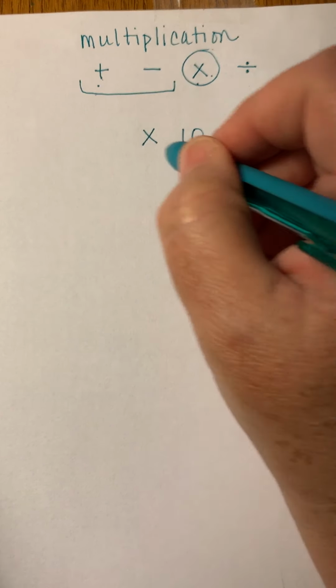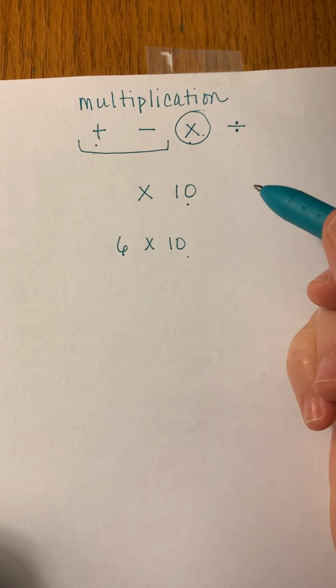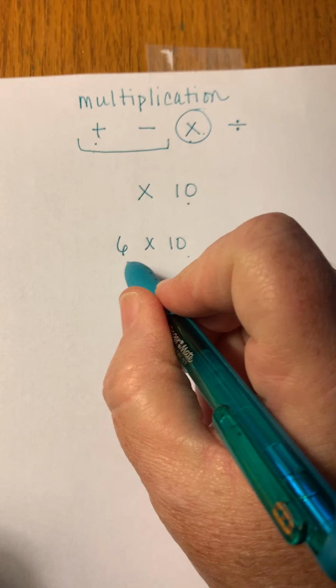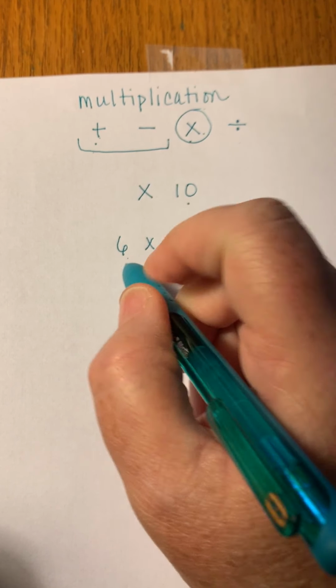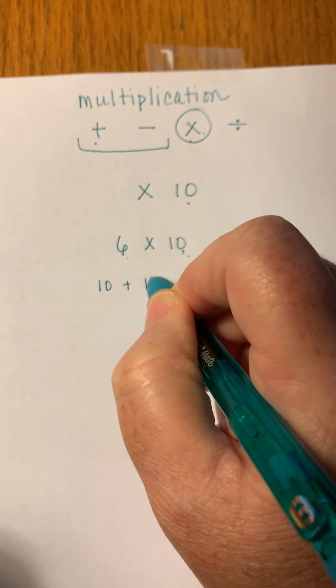So if I say 6 times 10, what does this mean? What it actually means is we're adding 10 6 times. 1, 2, 3, 4, 5, 6. That's what it means. But look how long this is. Too much trouble. This is faster. 10 6 times. You can read it like that. I can put the 10 first. Okay, you can switch it around.